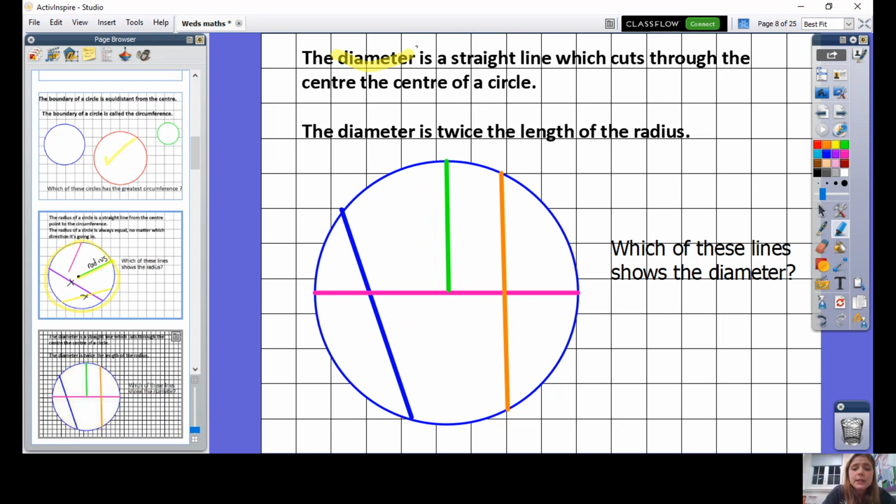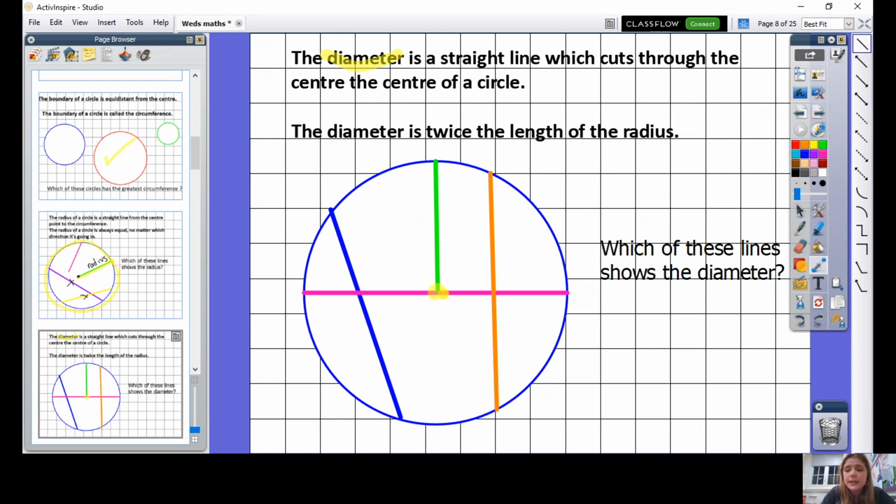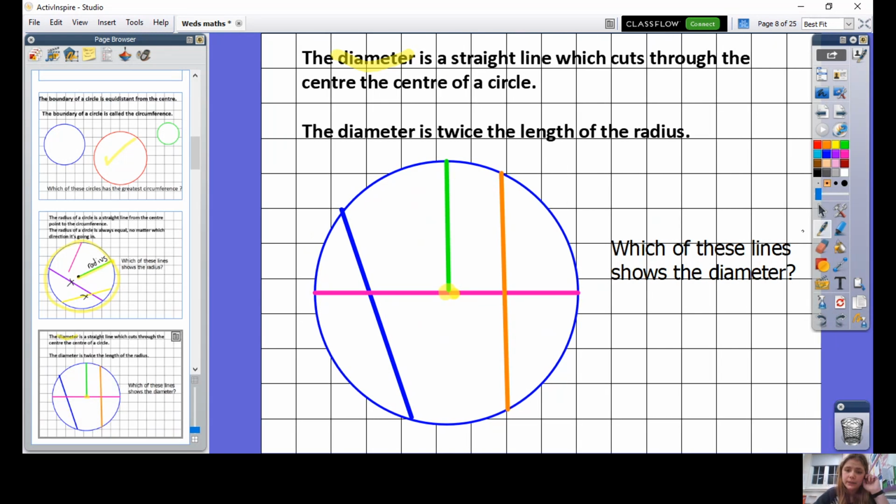The diameter will always go through the center of the circle, and it always chops the circle in half. But just like the radius, it can be going in any direction. So which of these lines shows the diameter? The green line does not go all the way through the circle. The orange line and the blue lines are not cutting the circle in half or going through the center point. It was the pink line which correctly shows the diameter.